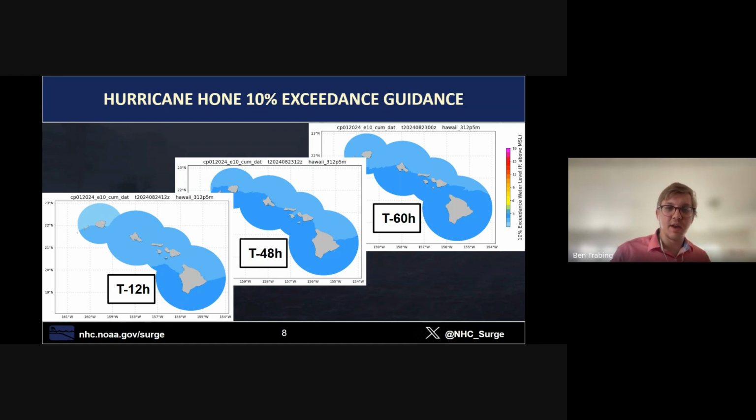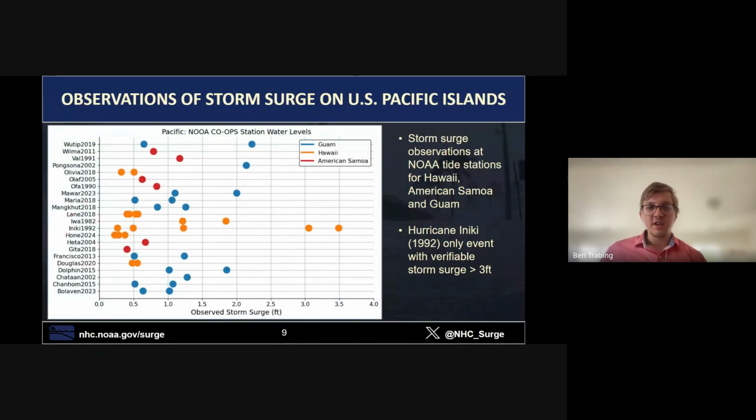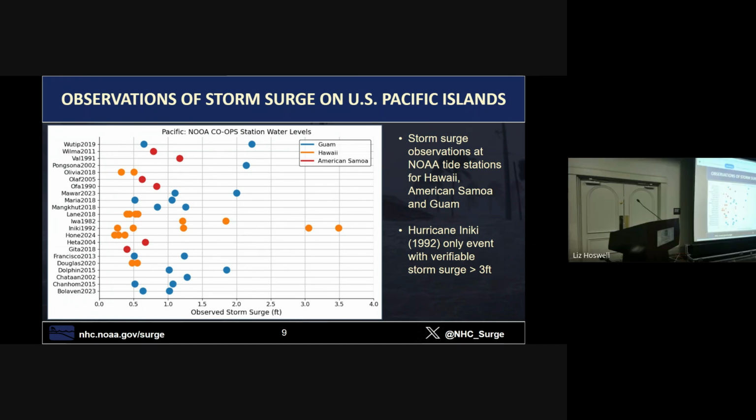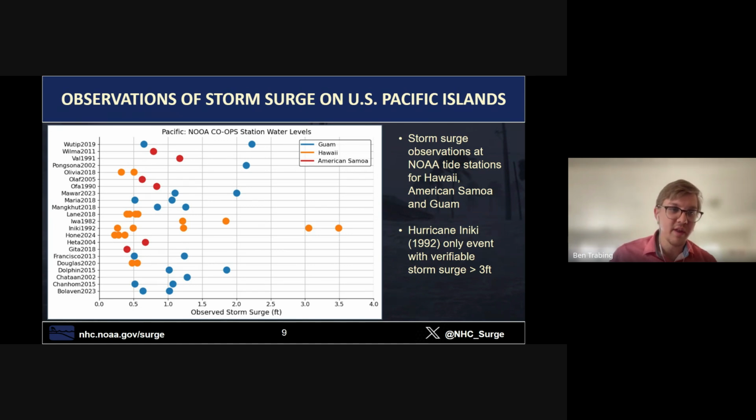If we go to the next slide, one of the issues with trying to verify how well P-Surge ran for any of these Hawaii cases, or even for Guam and American Samoa, was just trying to find cases that we could verify the model with. So this is taking a look at a whole bunch of different storms that we could find with at least some observations at one of those 3 different island basins.